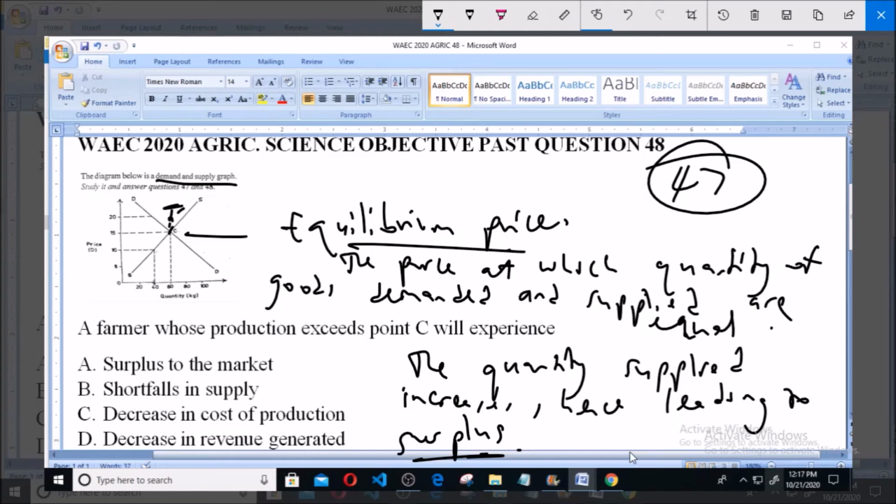So let's say, for example, 50 kg of that commodity is being demanded, but because it has passed the equilibrium price, you have, let's say, 100 kg of those goods being supplied, so it will lead to surplus in the market. So surplus is option A, surplus to the market. So that is the correct answer to this question.